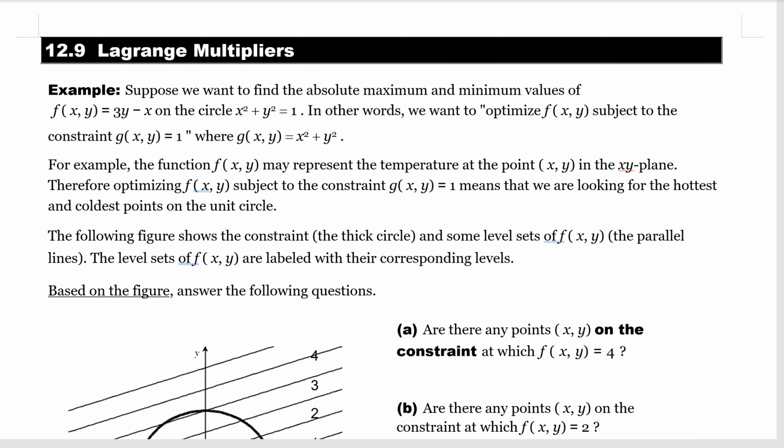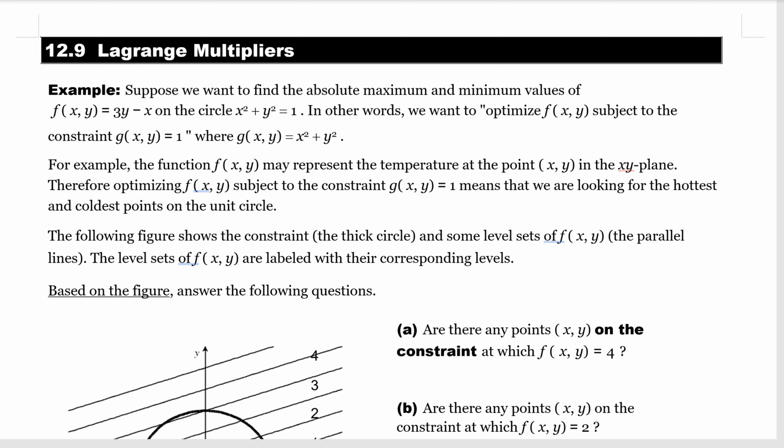Let's look at the following example. Suppose we want to find the absolute maximum and minimum values of f on the circle x squared plus y squared equals 1. In other words, we want to optimize f subject to the constraint g of x y equals 1, where g equals x squared plus y squared.